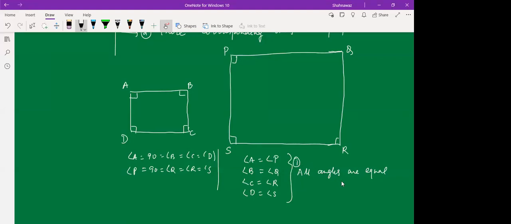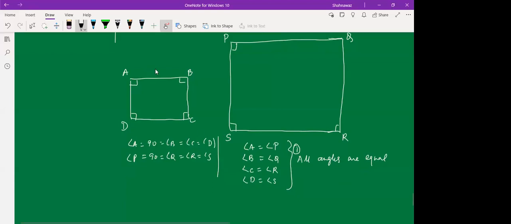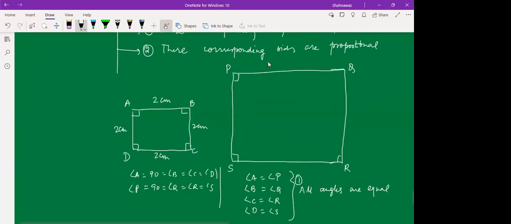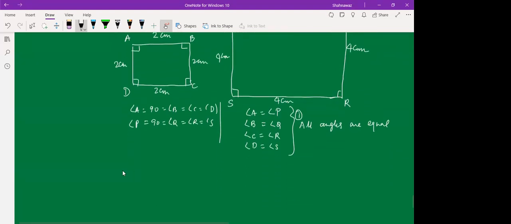And let's say that AB is 2 centimeters. So this is 2 centimeters, this is 2 centimeters, this is 2 centimeters. And let's say that PQ is 4 centimeters, this is 4 centimeters, this is 4 centimeters, this is 4 centimeters. So what would be AB by PQ? This would be 2 by 4, which is 1 by 2.